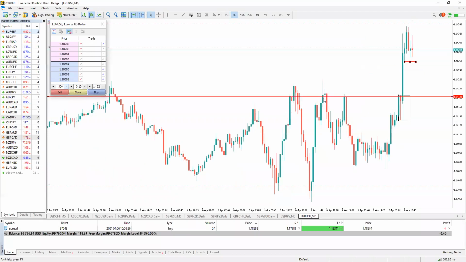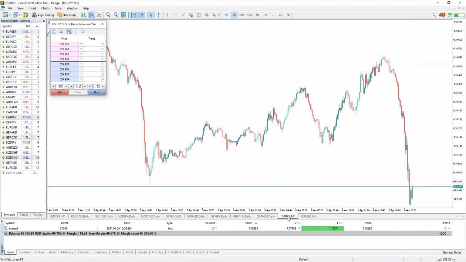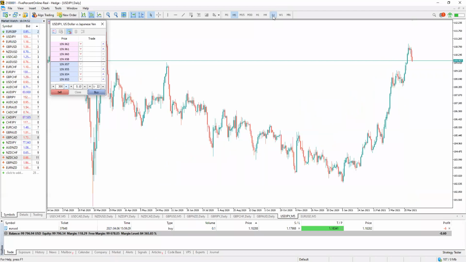The other pair I'm looking at is the dollar yen. If we go to the dailies, for me, we are on a very strong uptrend. But for that uptrend to continue, we need a little bit of pullback until we meet some demand, and then we continue to the upside.